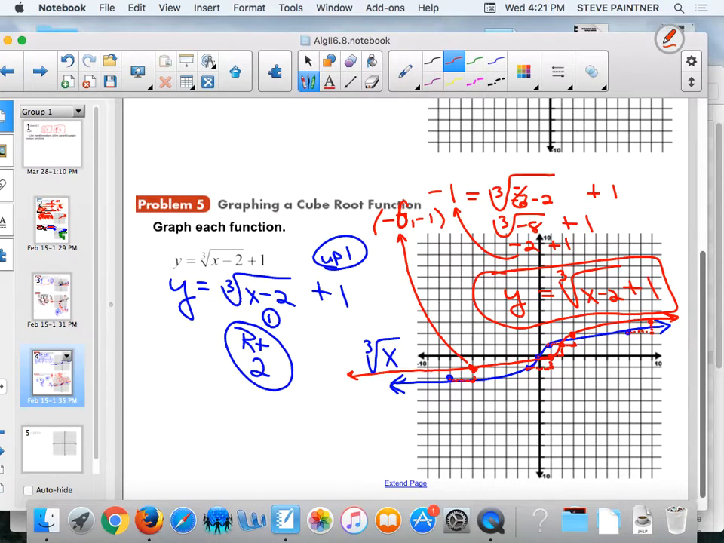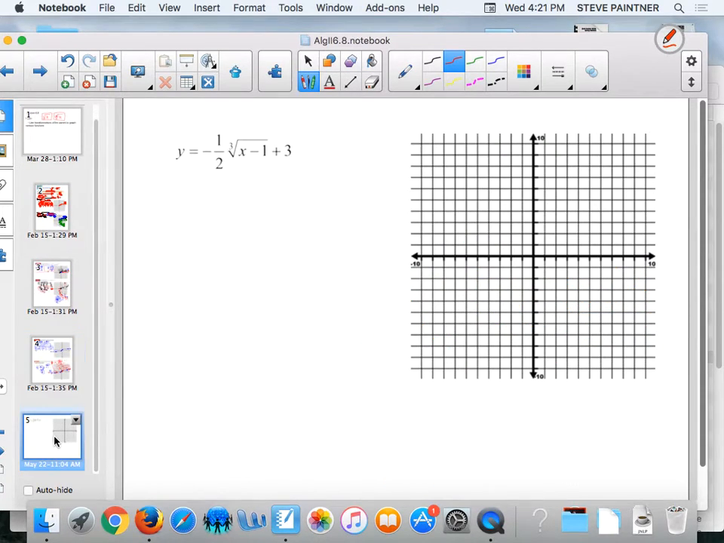Okay, so there it is. It really looks really messy, I know that, but if you're good at shifting and stretching, you're going to be okay. Finally, it's this one. Y equals -1/2 cube root of x minus 1 plus 3.